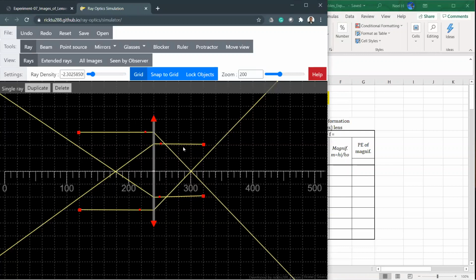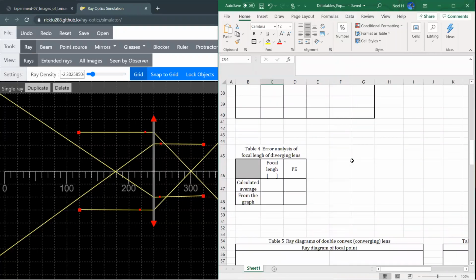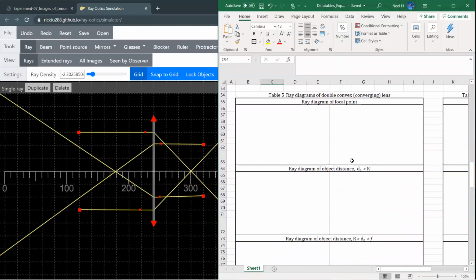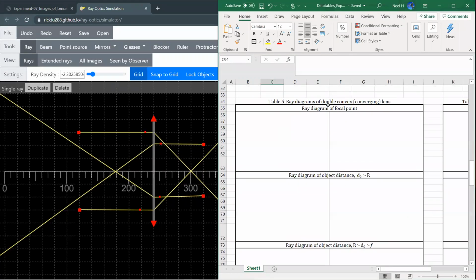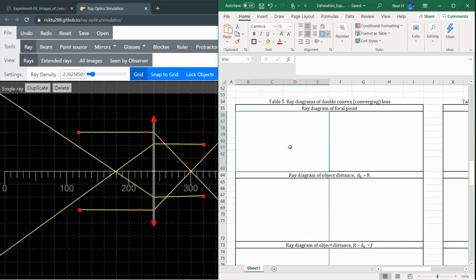Okay. Now, to identify the focal length using the ray diagram, you can take a screenshot of this. All those screenshots in this particular lab are actually considered data, and that's an important part, because we're going to extract all the data from these ray diagrams. So you have to input that data for the convex type lenses on table 5 and the concave type lenses on table 6. Okay, so let's insert that here. Ray diagram for the focal length.